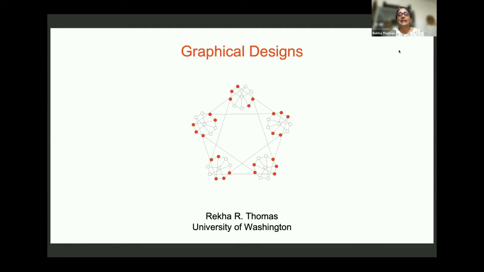Okay, so I'm going to talk about something called graphical designs. And this is a relatively recently introduced concept. It was introduced by an analyst, and I will explain where it comes from and what motivated it.